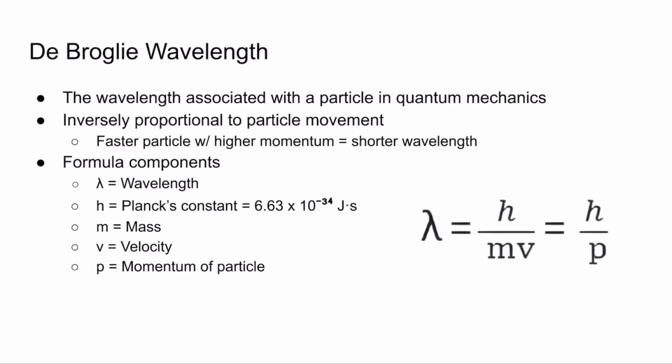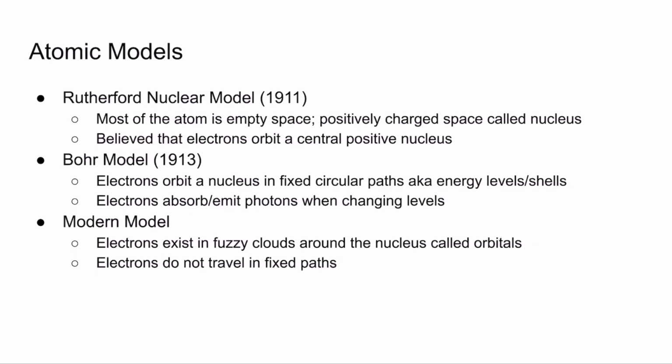Now the de Broglie wavelength is the wavelength which we associate with a particle in quantum mechanics. They might make you solve for this in a question, so the formula is wavelength equals h over mv, which also equals h over p. Remember, h is Planck's constant, m is mass, v is velocity, and p is momentum of a particle.